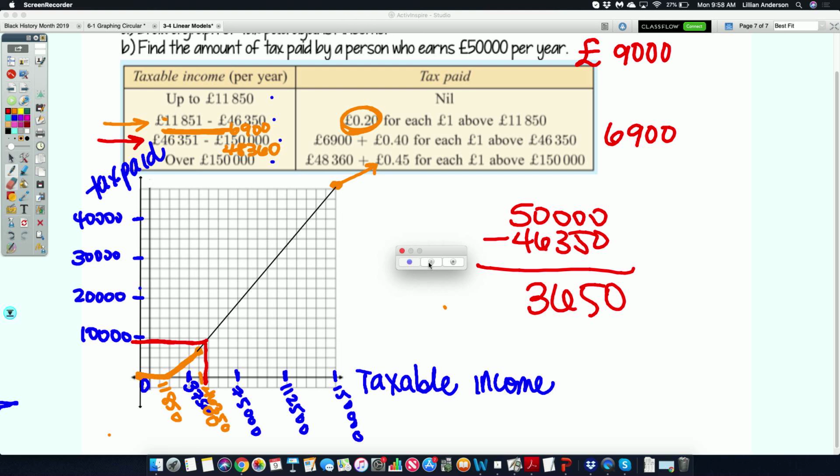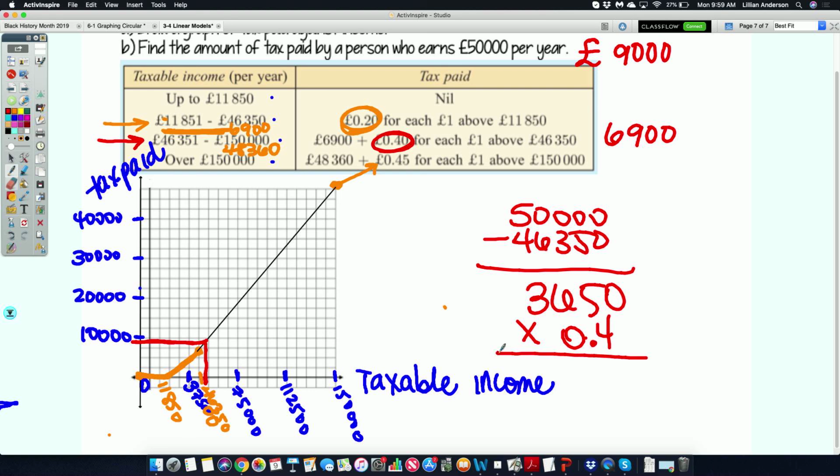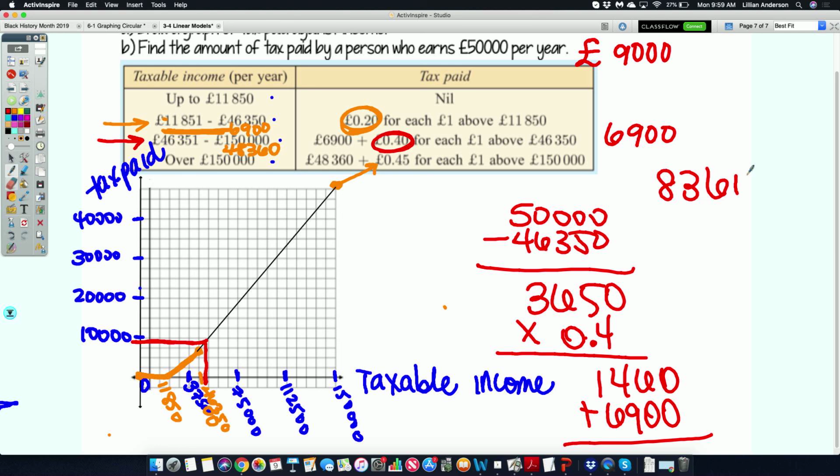So that's how much we are making additional. So then we're going to multiply this. Another way that we could do is multiplying it by 0.4. What is that? 1,440. That's additional on top of the 6,900 that we would have to pay. And what do you get? 8,360. So pretty close if you got something from your graph that is below 10,000.